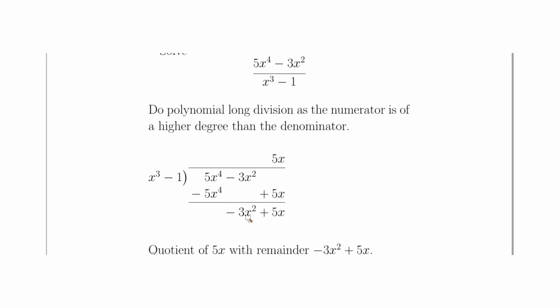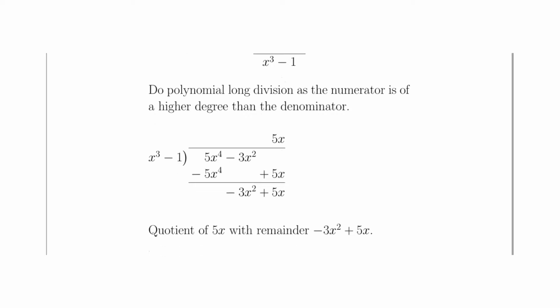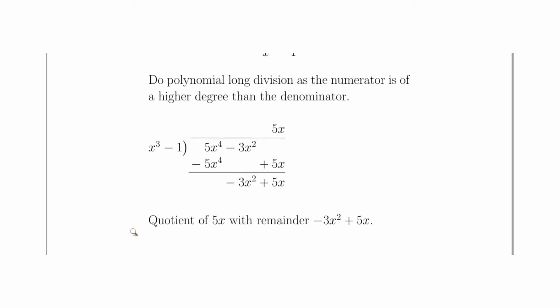Now we've got minus 3, so 5x to the 4 minus 5x to the 4 is 0. Minus 3x squared plus 0 just stays the same. And 0 plus 5x is plus 5x. Now the 3x squared is of a lower index than the x cubed, x squared and x cubed. So that means we've come to the end of this calculation. So now we have the quotient of 5x with a remainder of minus 3x squared plus 5x.